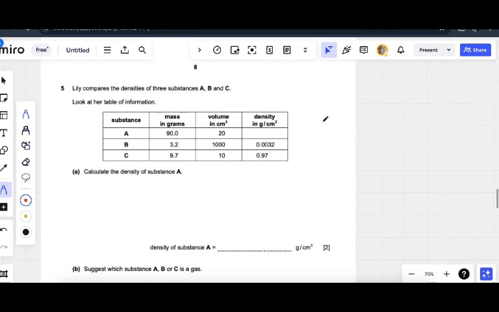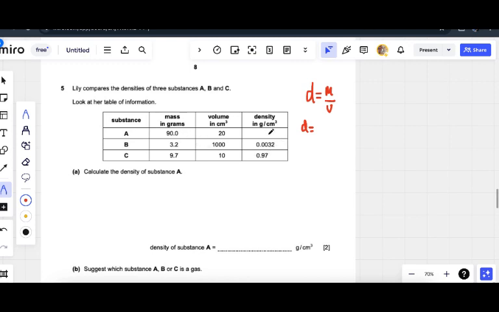So remember, density is mass over volume. Remember density is equal to what? Mass over volume. If you don't know this, then you're not fit to be in grade 9, grade 10. So what we do, we say density equals the mass over the volume. They want us to calculate the density of substance A. They've done the rest.